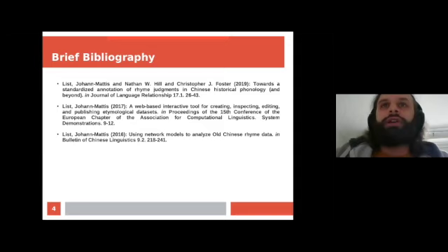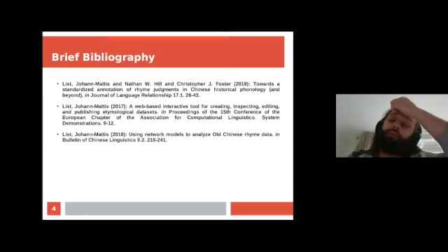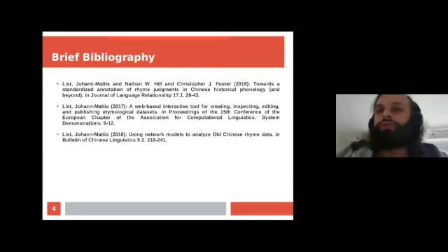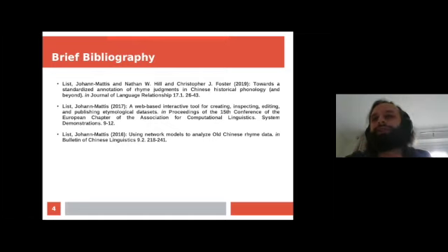A brief bibliography: the main inspiration for this research was the last paper we see here, which is using network models to analyze all Chinese data by Johann-Mattis List. And from the rest of the bibliography, you can see that I took a lot of inspiration from the work of Dr. List and a few others, including Nathan and of course Chris Foster, who described why we need to annotate and made tools to annotate manually, and here we're trying to address, let's do it automatically.